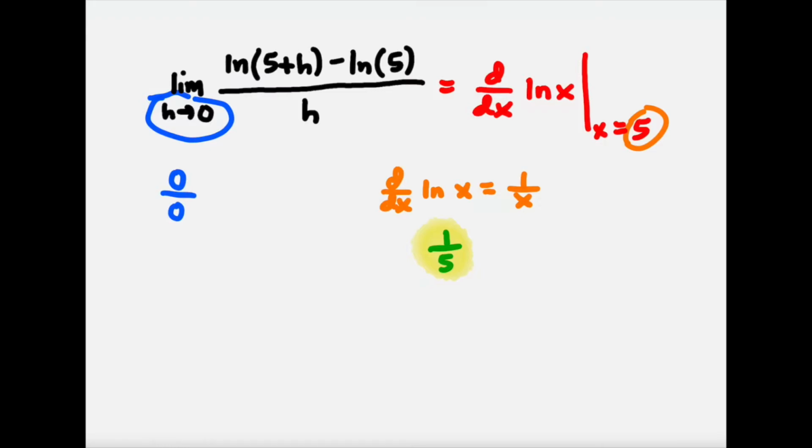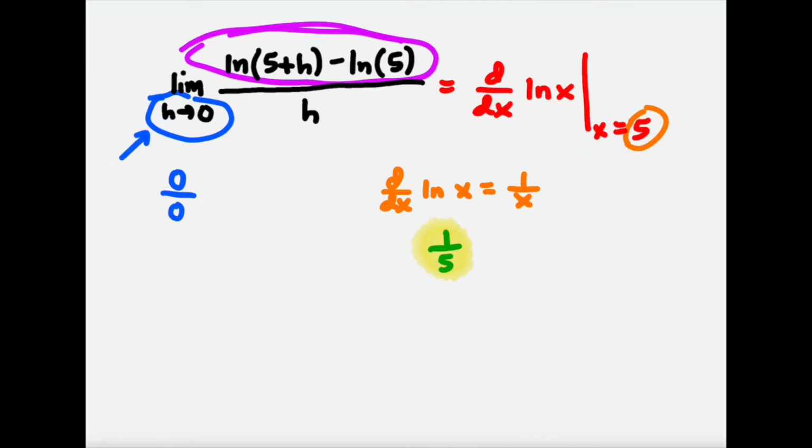However, you would have to differentiate the top and the bottom with respect to h, because that is where the limit is going for this problem. So that's what we're going to end up doing for this problem. So what I'm going to do is the derivative of the top part right here first. So I'm going to do the derivative of the top with respect to h.